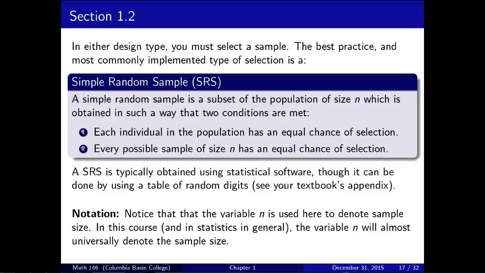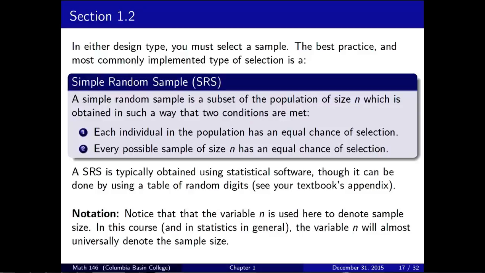It has to meet two criteria. It has to be a sample of size n which is obtained such that each individual has an equal chance of selection, and every possible sample of size n has an equal chance. Basically, it means that everyone has an equal shot at getting picked.